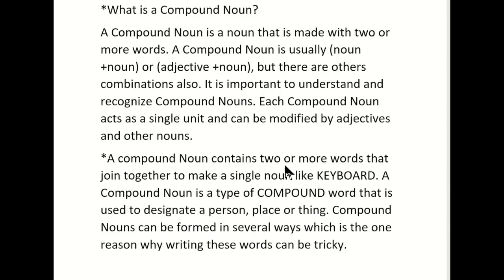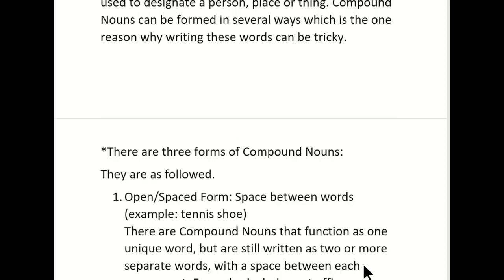A compound noun consists of two or more words that join together to make a single noun, like keyboard. A compound noun is a type of compound word that is used to designate a person, place or thing. Compound nouns can be formed in several ways, which is one reason why writing these words can be tricky.